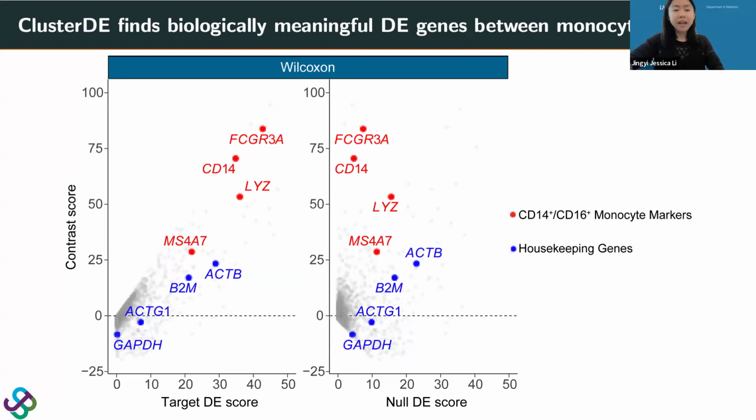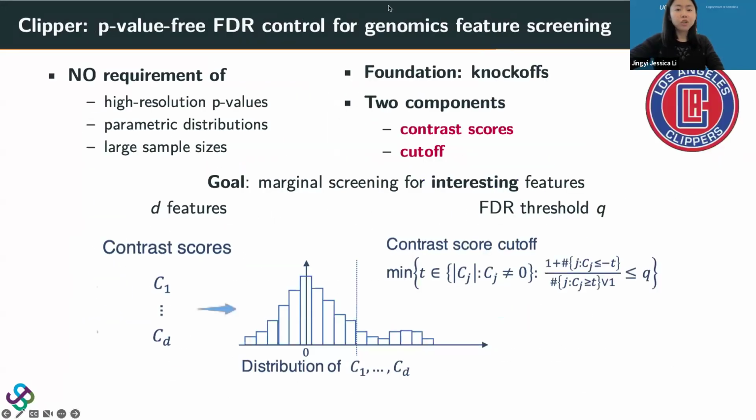But I think I didn't have time to talk about how we do this p-value free FDR control in detail, but I think I should just mention that there's something out there. So you don't have to really use p-values as the only approach if you want to look for discoveries. All right, so that's all I want to say.